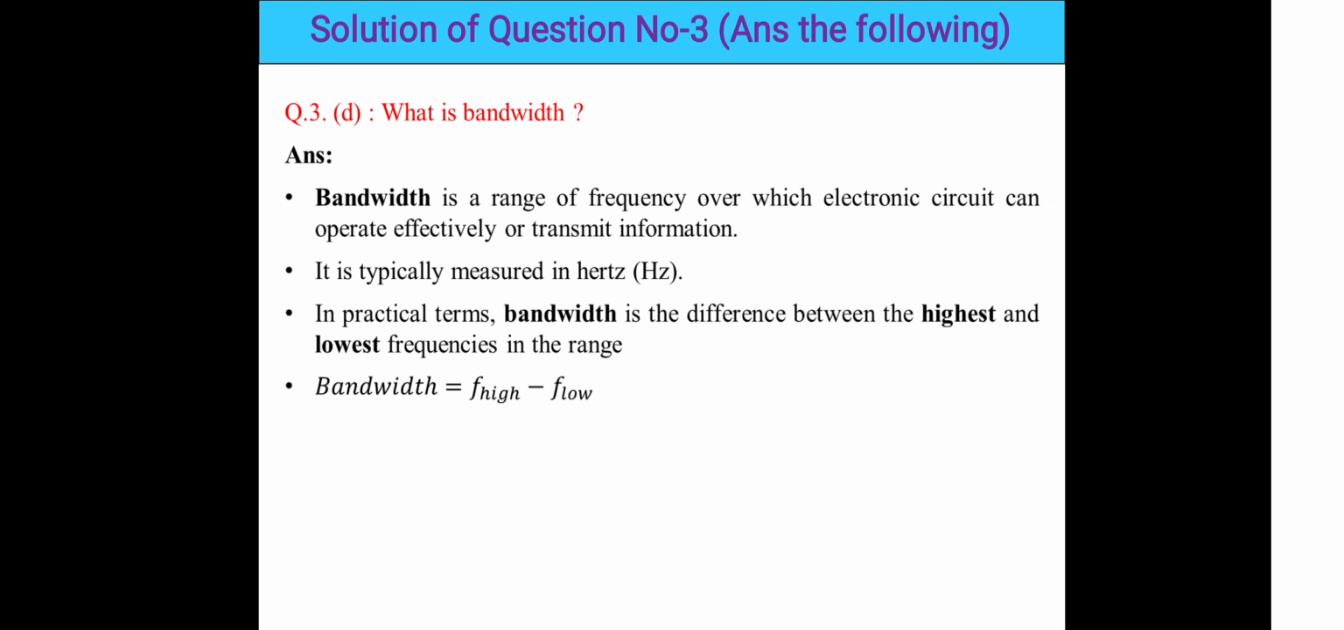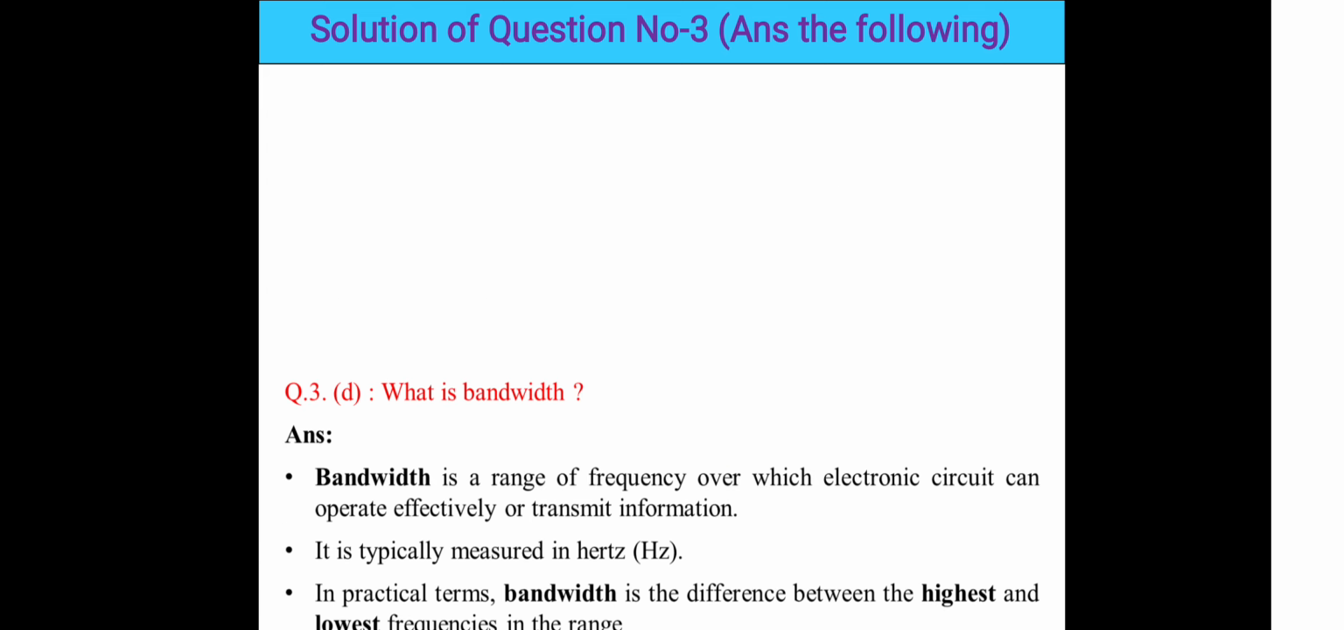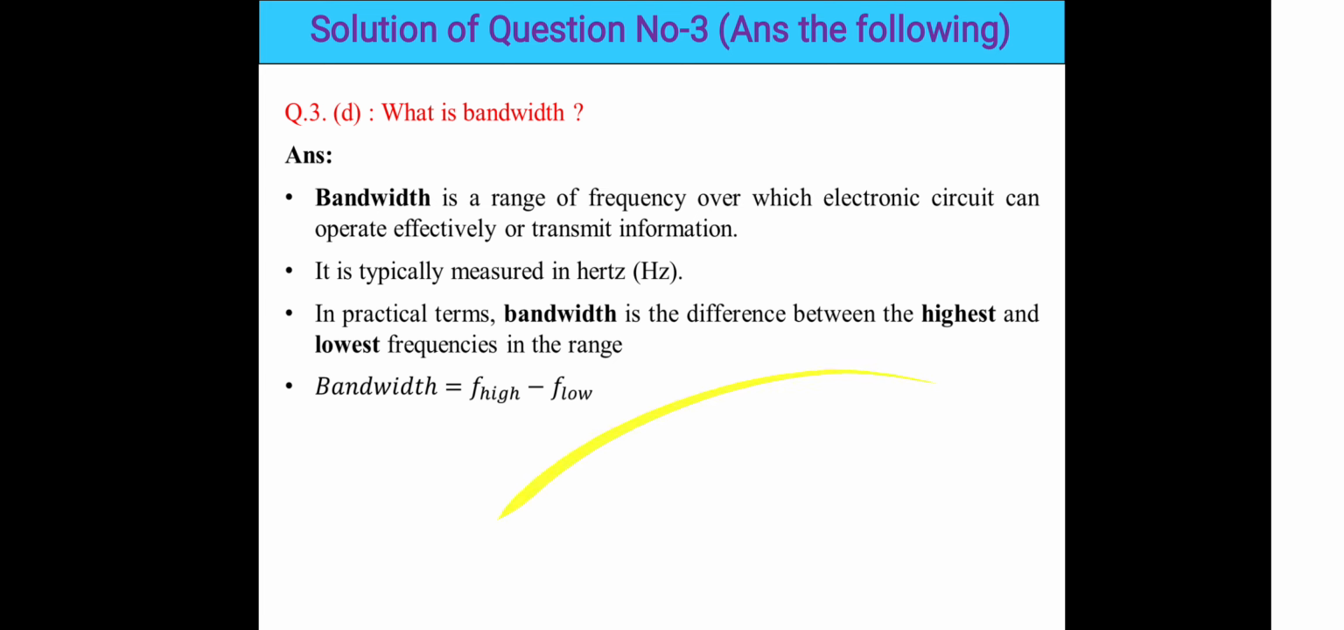So remember this: bandwidth is the range of frequencies over which an electrical circuit can operate effectively or transmit information from sender to receiver without any hardship. Its unit is hertz and it is measured as the difference between the higher frequency and the lower frequency. Okay, so next and last question.